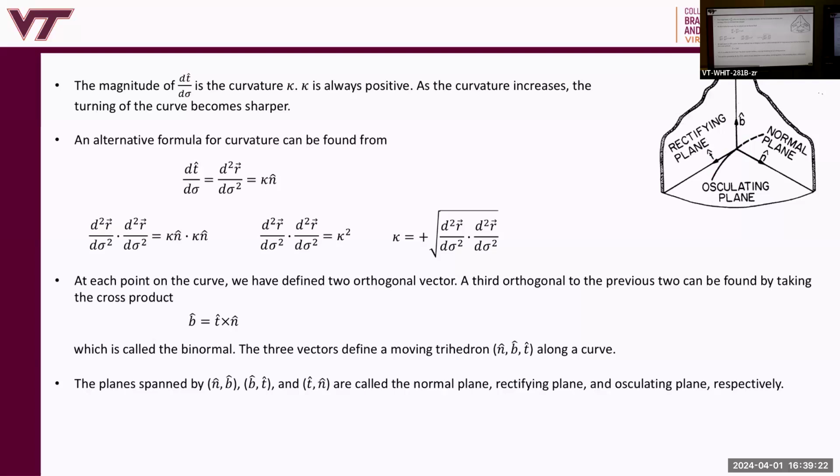The plane spanned by the n and the b is called the normal plane. These two vectors span a plane. Any two linearly independent vectors span a plane. So the plane spanned by b and n is the normal plane. The plane spanned by b and t is called the rectifying plane. And the plane spanned by t and n is called the osculating plane of the curve. We'll use the names of those planes later on. Any questions?